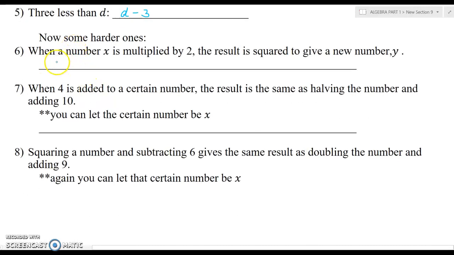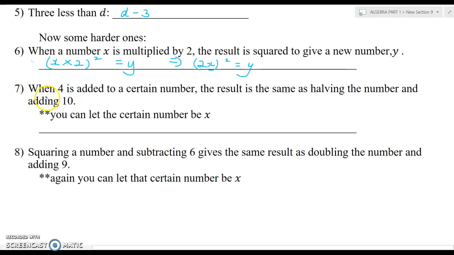When a number x is multiplied by 2, so let's do it by parts. When a number x is multiplied by 2, the result is squared, to give a new number y. We could write this as 2x squared equals y. If you left your answer like this, it's not a problem. So x is the number multiplied by 2, and that result is squared to give a new number y.